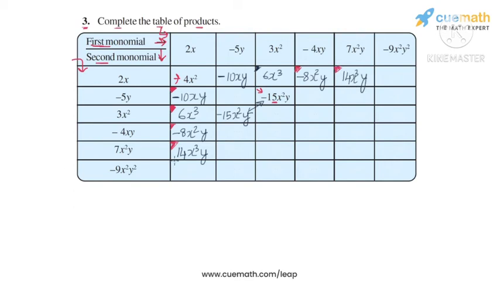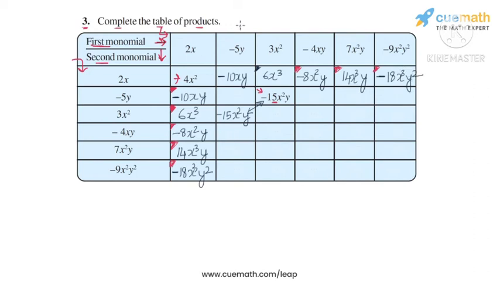And then finally we come to this last cell of the first column, which is 2x into minus 9x square y square. So this will be 2 into minus 9 will be minus 18, and we have x into x square y square. So that's x cube y square, and the same product will go in this cell. Okay, and this cell also we can fill with minus 18 x cube y square.